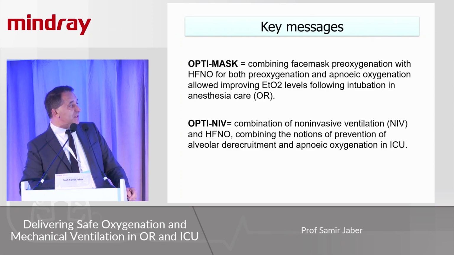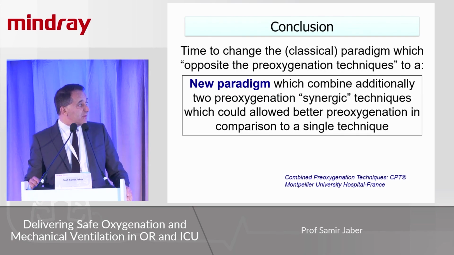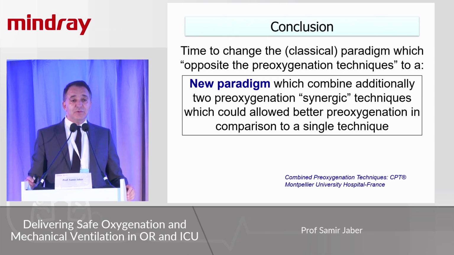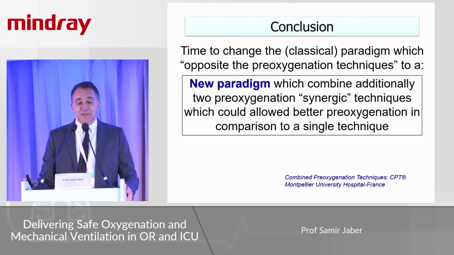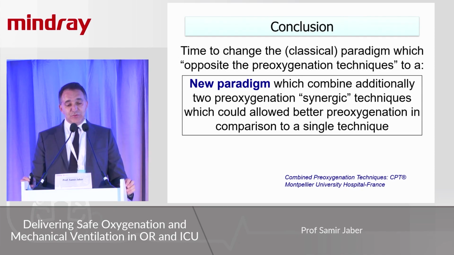So the conclusion: Optiniv shows that it could be possible to improve oxygenation in the OR in patients with and without obesity by improving the end-tidal oxygen levels. And Optiniv could allow oxygenation in the more severe ICU patients. And now we think, in conclusion, that it is time to change the classical paradigm which opposes preoxygenation techniques and to try to have a new paradigm which could allow combining two synergic preoxygenation techniques, which could allow better preoxygenation in comparison to a single technique.